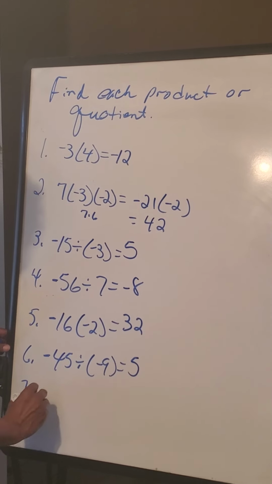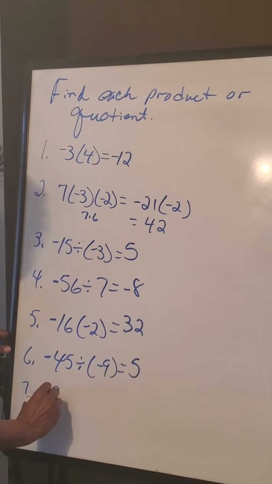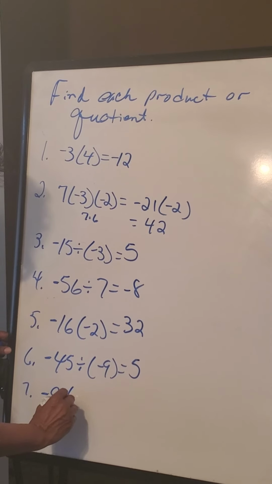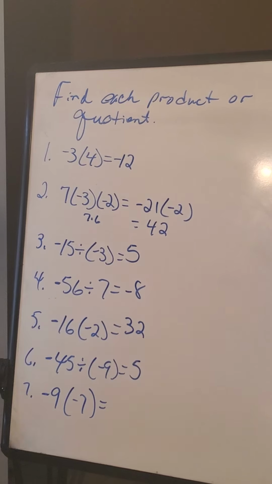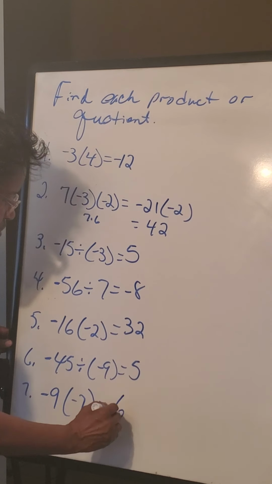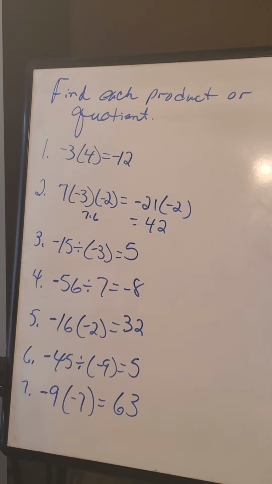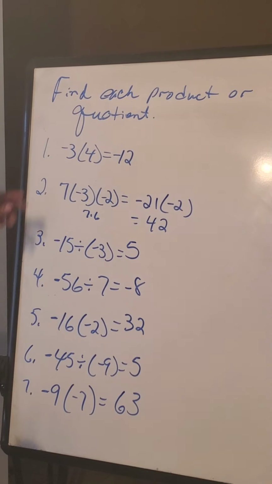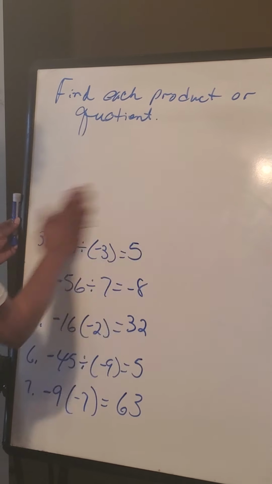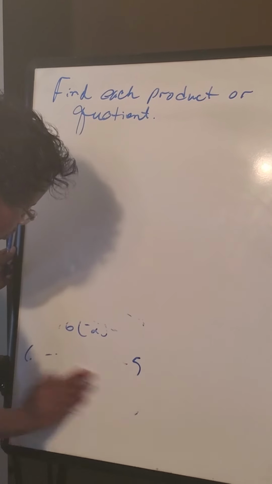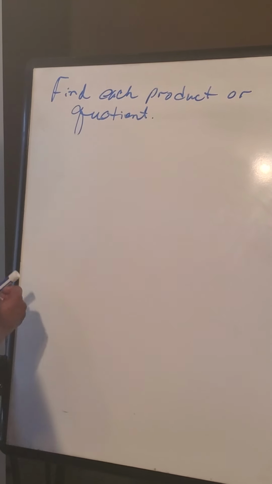Example 7, if I had a negative 9 times a negative 7. A negative times a negative is a positive. 9 times 7 gives you 63. So as you see, what you need to do, you've got to make sure that you know your basic facts, okay? Then apply the rules.